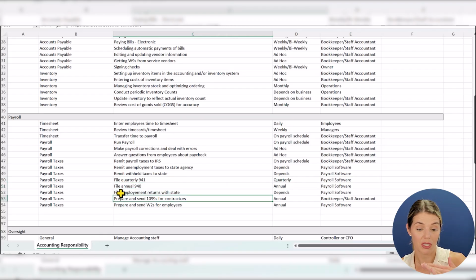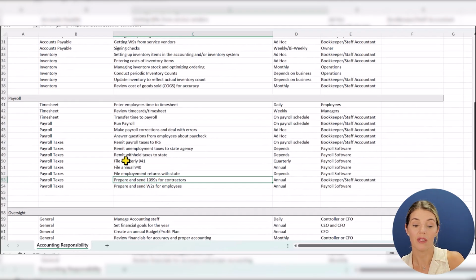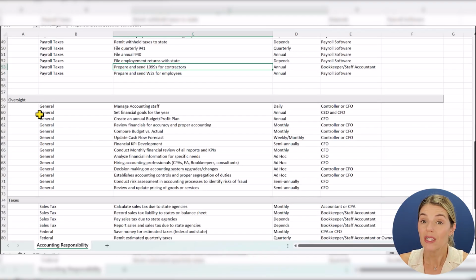And then you might have some additional payroll tax type things to do here as well. But I would recommend customizing this as much as possible for the states that you're actually in so that you can be really explicit on who's exactly doing what. Remember, I've kept this general so that you can take it and make it specific for you. All right. And then we get into oversight.